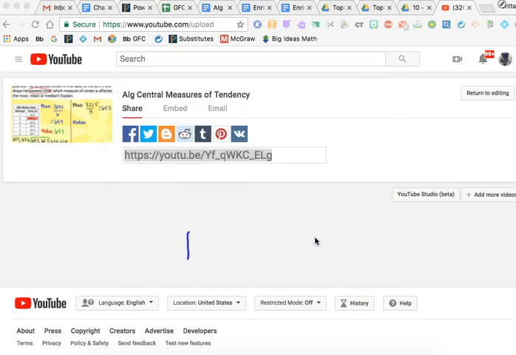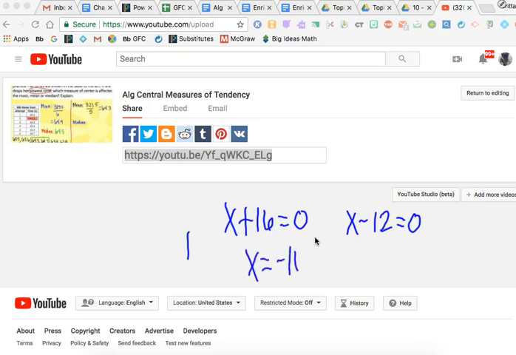x plus 16 equals 0. x minus 12 equals 0. So which one doesn't make sense for our problem? So our answer is 12. Perfect. Well, that was exciting.